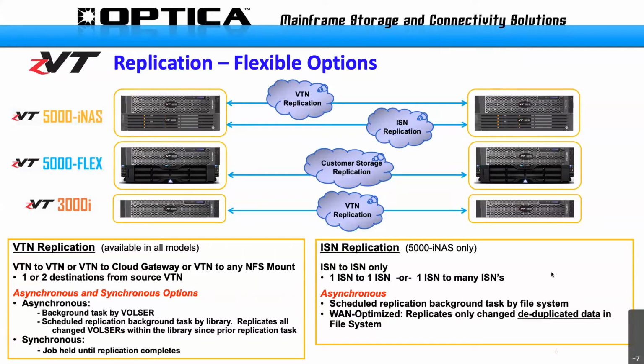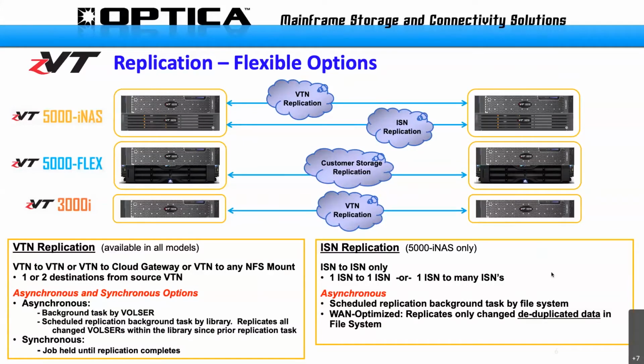And then synchronously, that would be used selectively because it is going to impact the job time or the performance of the job if you use synchronous replication. So most of our customers do not use it, but it is available if you want to do any of your replication synchronously. And then by contrast, ISN replication is done between intelligent storage nodes.